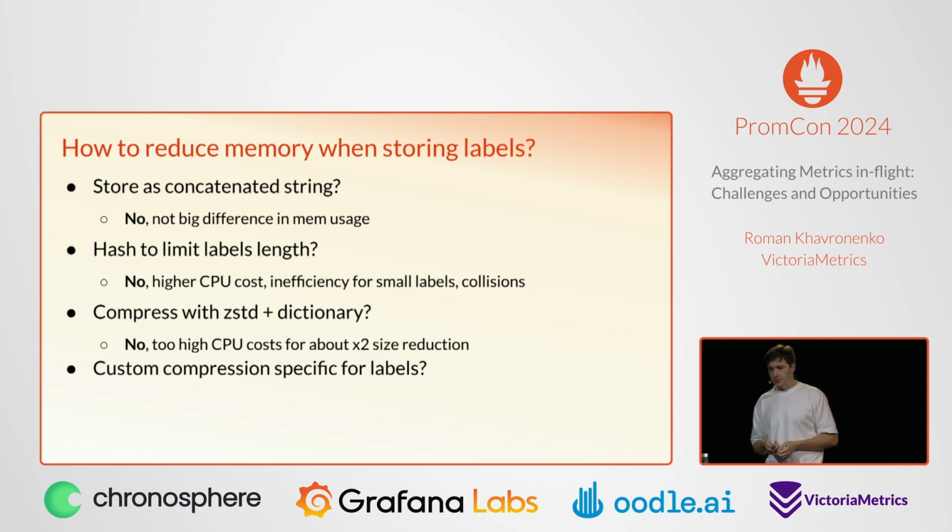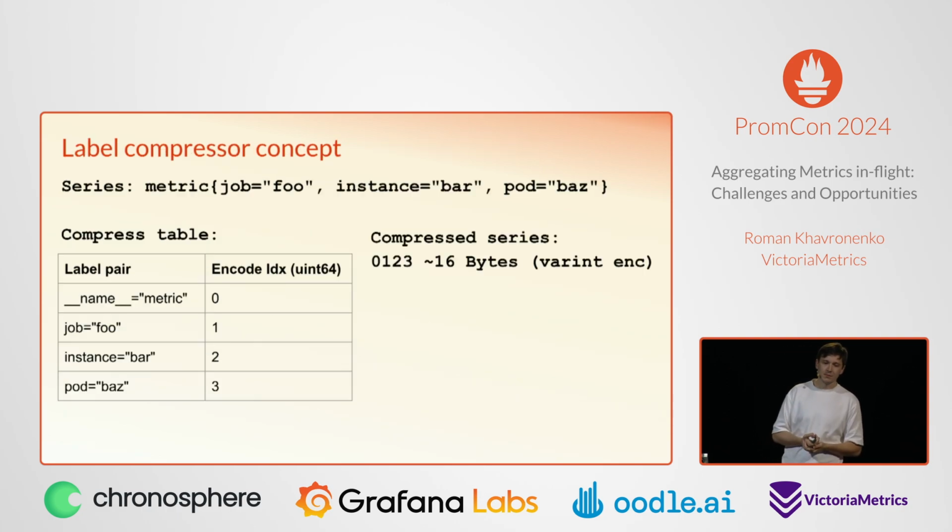So we decided to do some custom compression, and it's very simple. It's similar to string interning, but a bit different. As you know, every time series is unique because of the unique combination of label value pairs. So what we do, we maintain a compress table. Every time we see a unique label value pair, we encode it with an incremental index. So we basically maintain some index given to each unique label value pair, and we store it in the table.